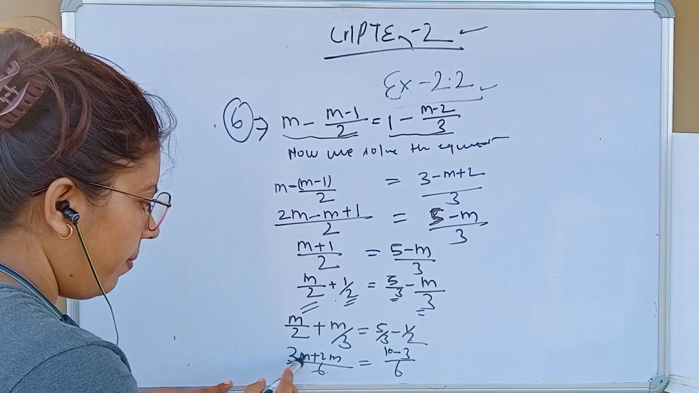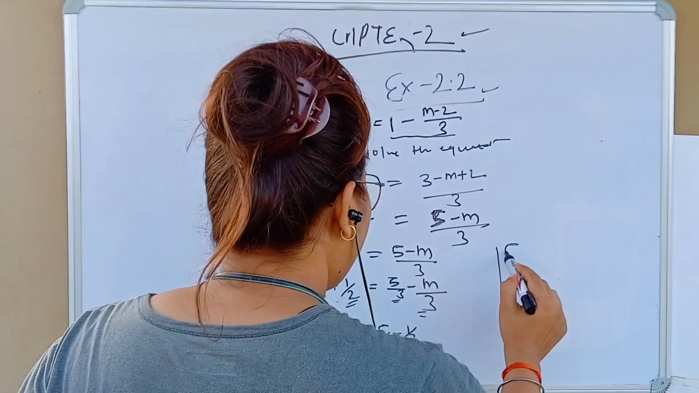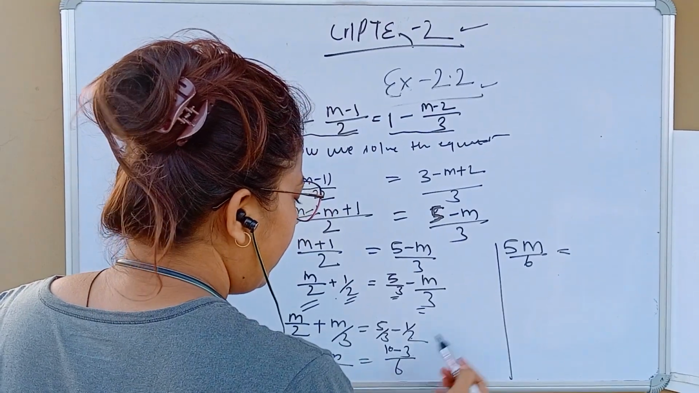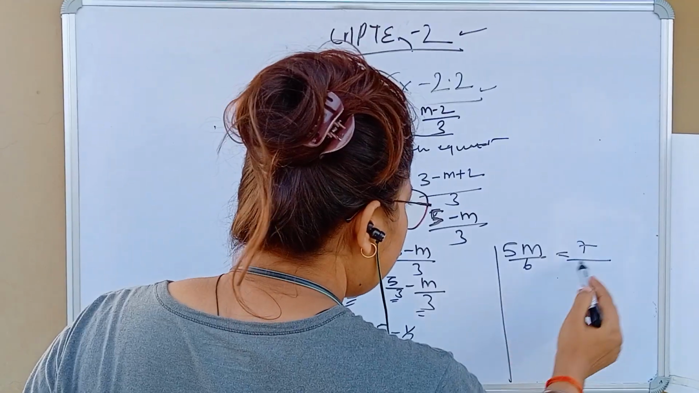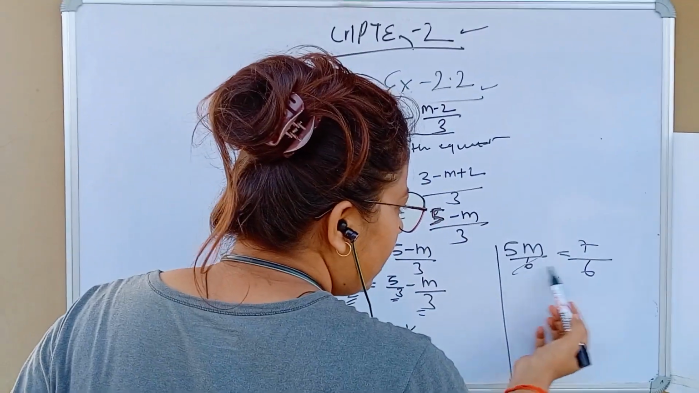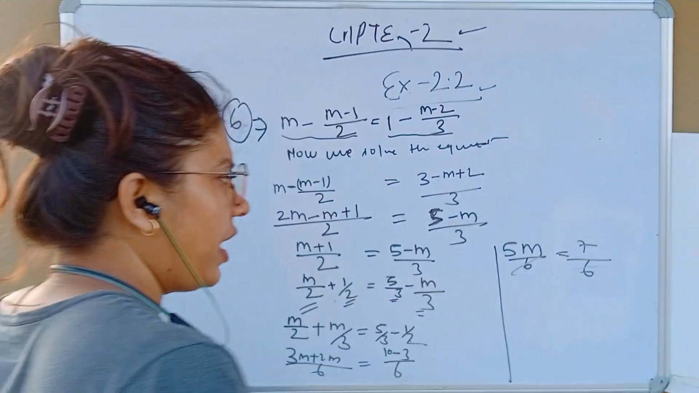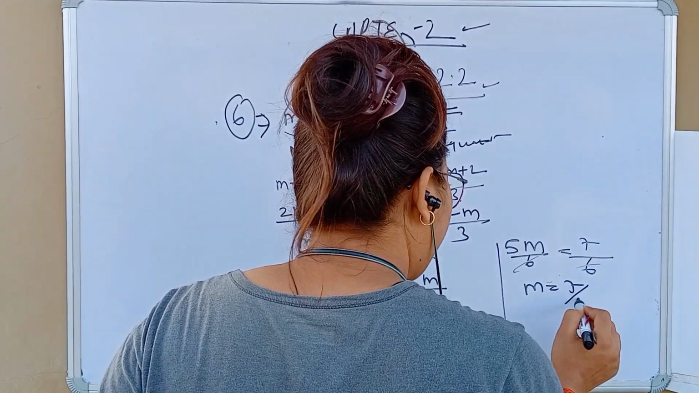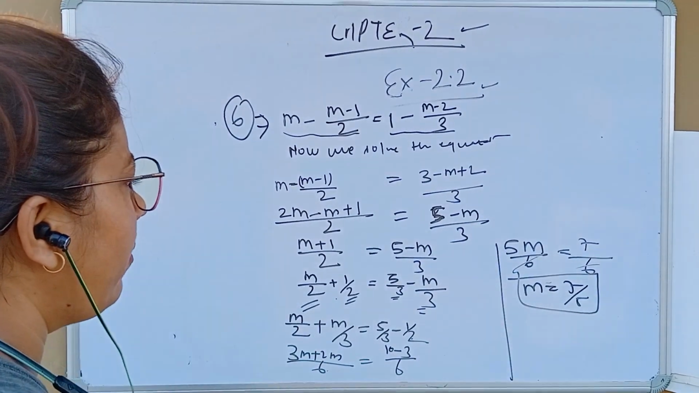So 3m plus 2m is equal to 5m, so 5m divided by 6. 10 minus 3 is 7, so 7 divided by 6. We can cancel out 6 because both are in the denominator. So the value is m is equal to 7 by 5.